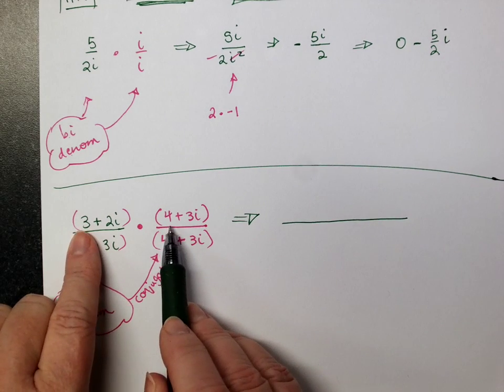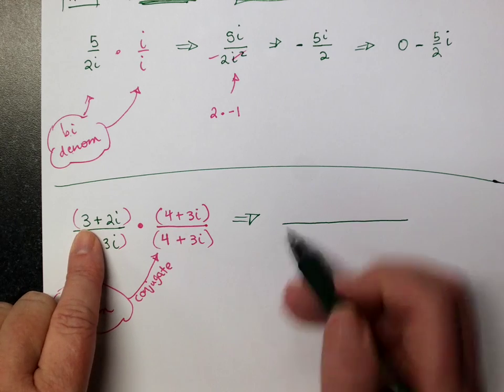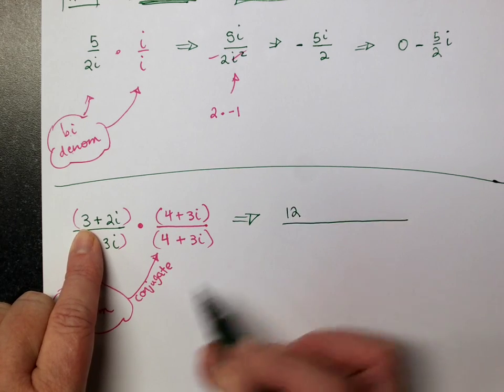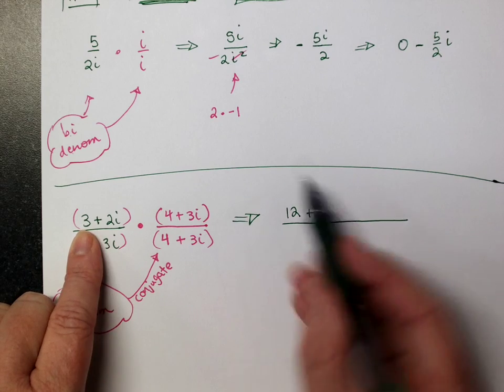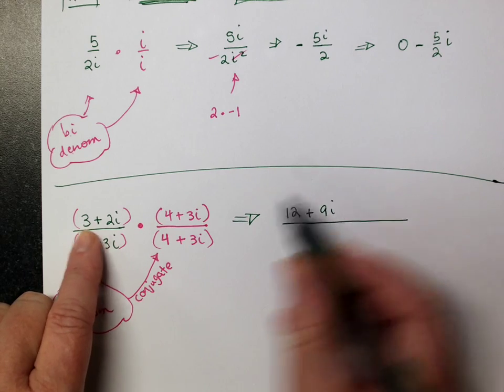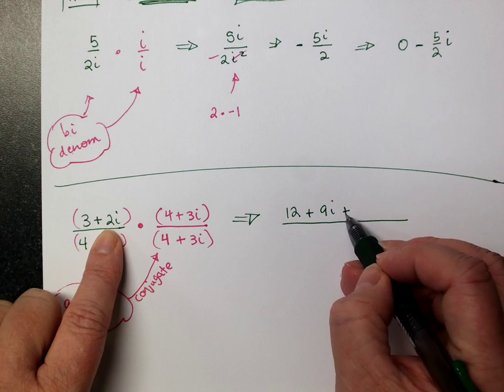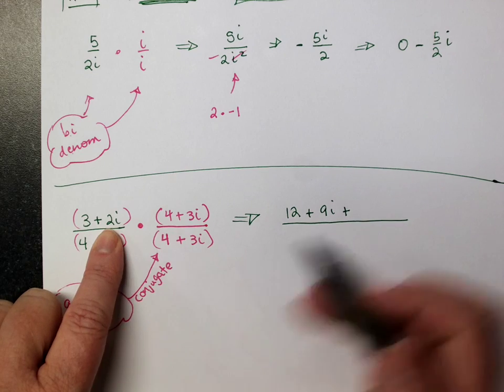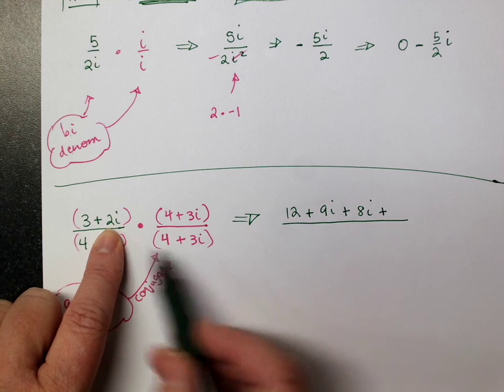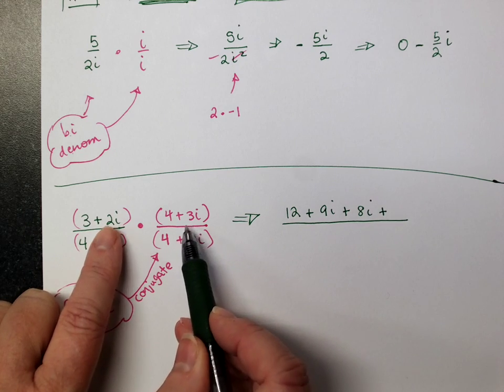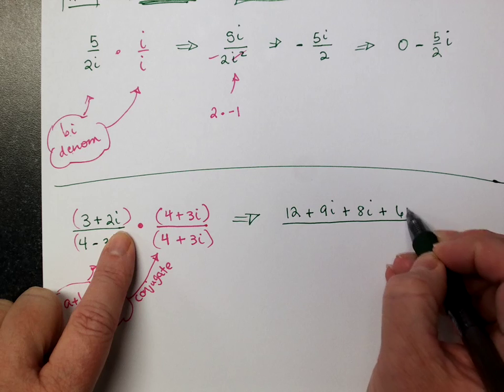So for FOIL, I've got 3 times 4. My outside terms are positive, so it'll be a plus 3 times 3i. My inside terms are both positive, so I'll have a plus 2i times 4. And my last terms are both positive, so I'll have a plus 2i times 3i is 6i squared.